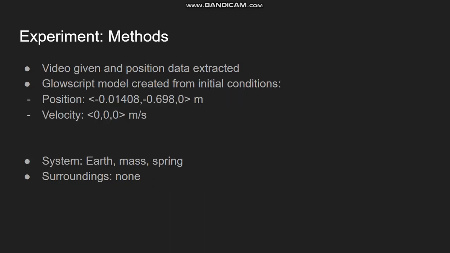Experiment methods. In this experiment, a video of motion was given and position data was extracted. A Glowscript model was then created using the following initial position and velocity vectors. Velocity 0 was chosen as it is assumed that the mass is at rest initially. The system was the Earth, mass, and spring, and hence nothing was in their surroundings.